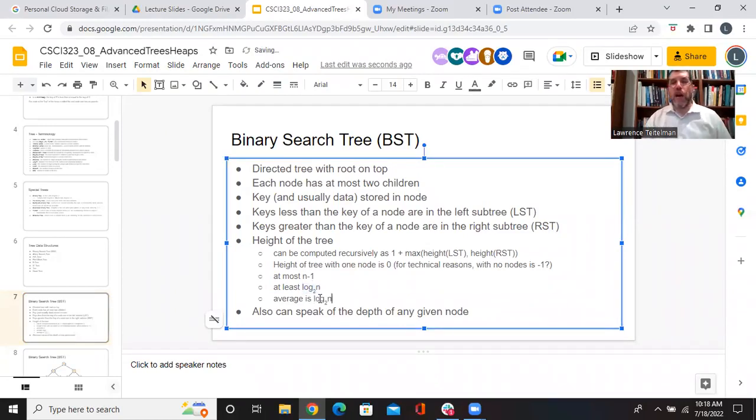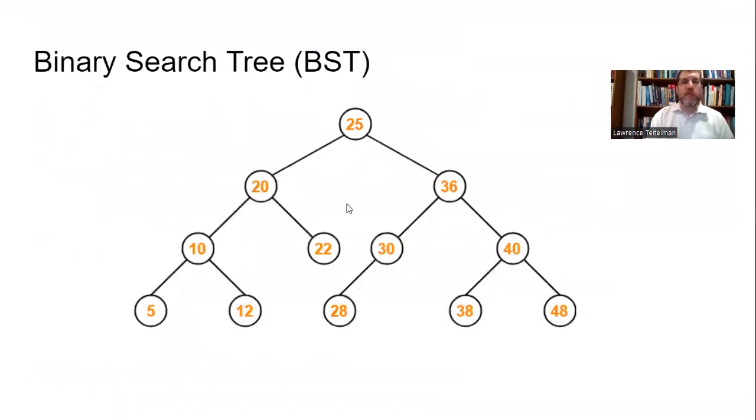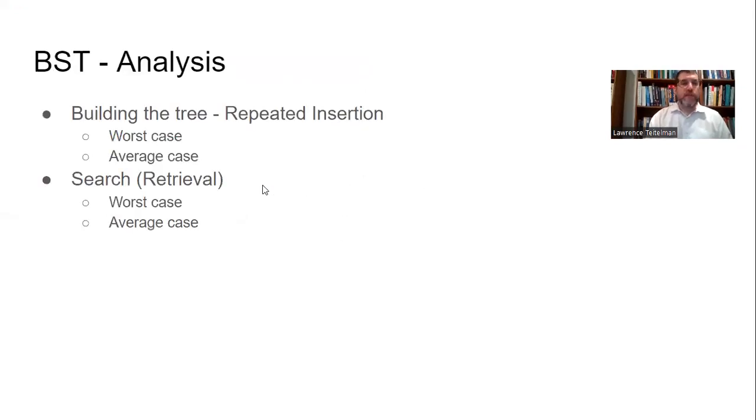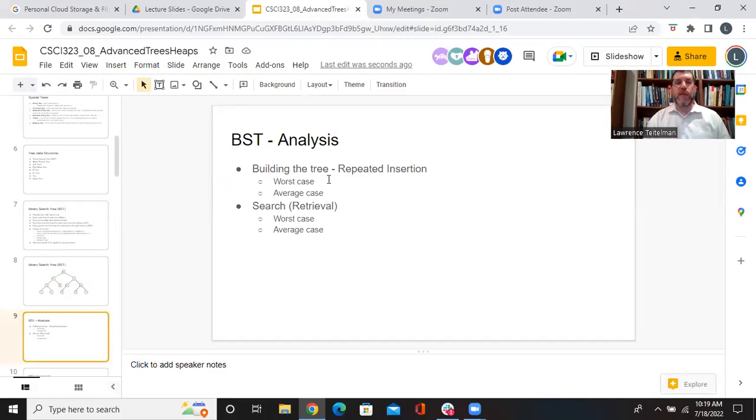Okay, and then we can talk about individual nodes as well, right? What is the depth of a particular node? What is its distance from the root? So here we have an example of a binary search tree. Again, take a node like this one. 36 is bigger, so it's to the right. 20 is smaller, so it's to the left. All right, so we do our analysis on the binary search tree, and I'm going to want to update this.